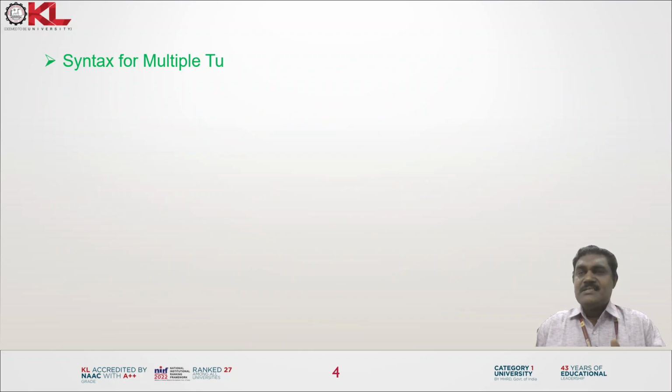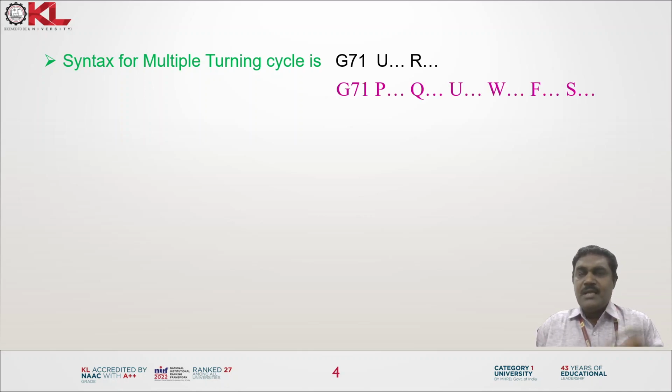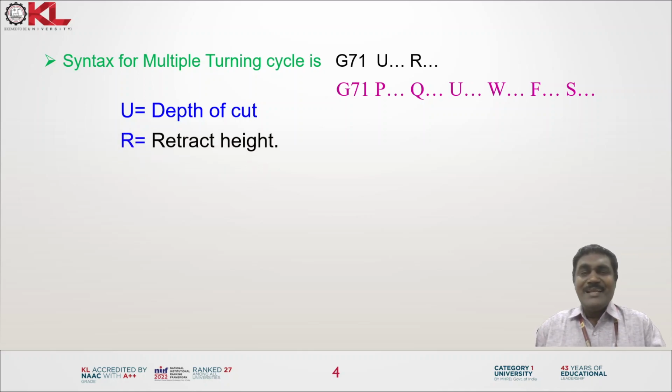So, the syntax mainly used for multiple turning cycle is two blocks. First block is G71 U R and the second block is G71 P Q U W F S. Now let us see what is U, R, P, Q, etc. U is defined as the depth of cut. How much depth of cut we can mention in the U, and R is the retract height. So after each pass, some amount the tool retracts back. That amount we can mention here.